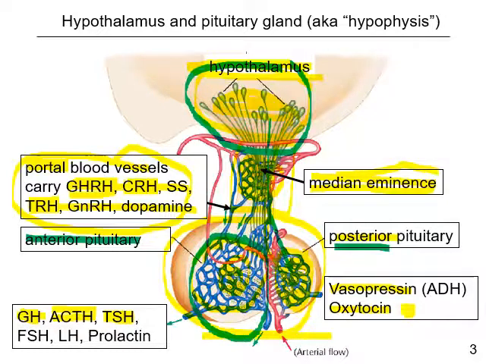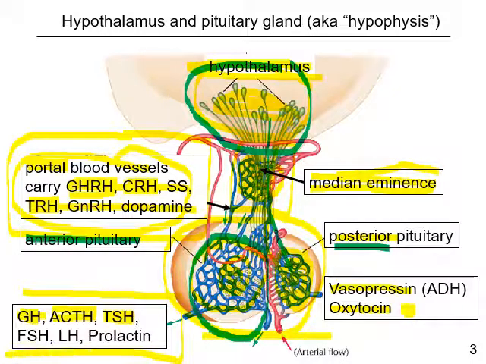So the bottom line is that hypothalamic hormones released in the median eminence travel to the anterior pituitary, interact with specific receptors on specific cells in the anterior pituitary to cause the release of other hormones. We're going to unpack that in detail over the course of the next hour or so.